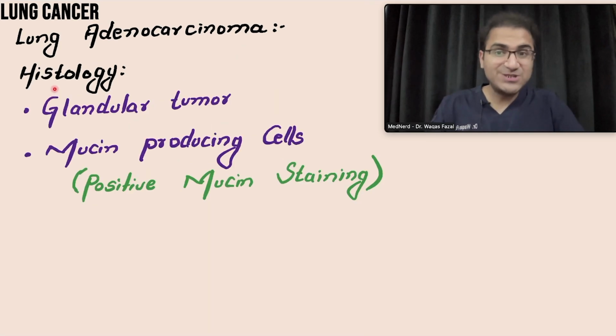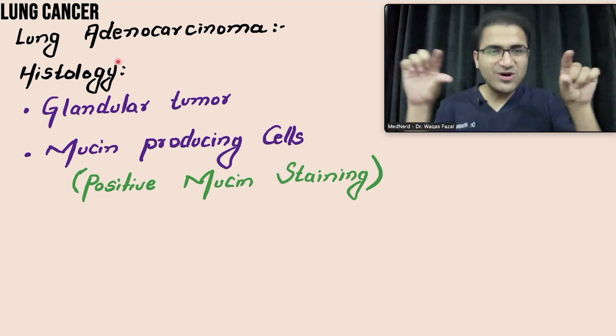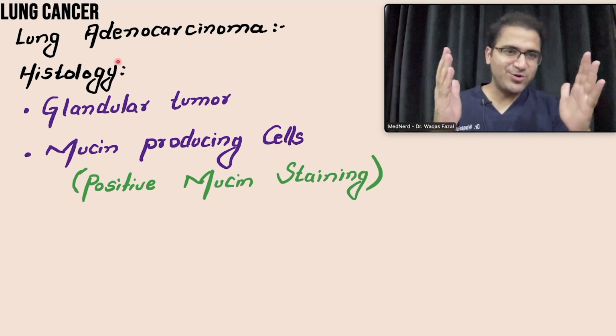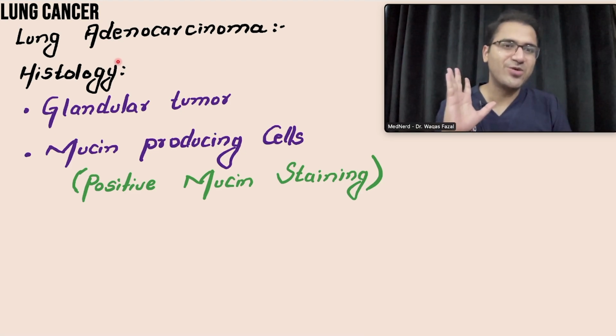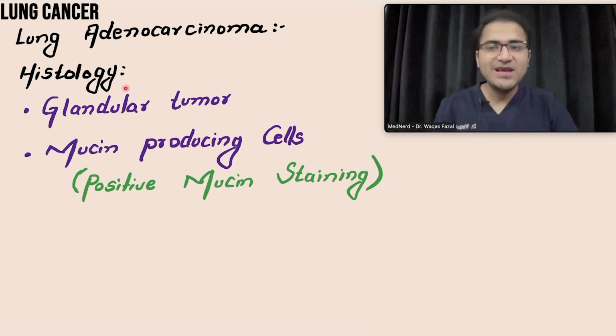Coming to the histology picture of lung adenocarcinoma, remember, whenever they take the word adenocarcinoma, a gland should come into your mind. Whichever adenocarcinoma they are talking about, a gland should come into your mind, because it is a glandular tumor. And glands, what do the glands produce? They produce mucin. Positive mucin staining will be there. There will be mucin producing cells because it is a glandular tissue.